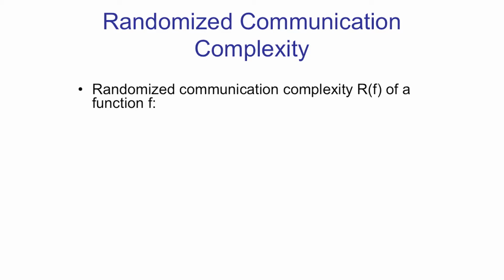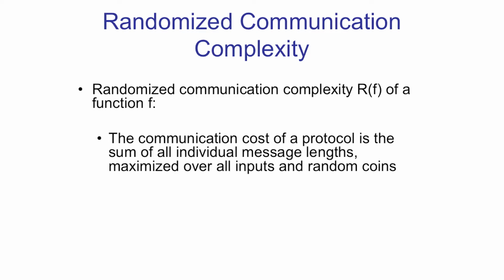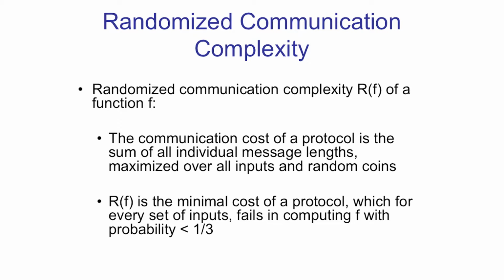So just formally, randomized communication complexity, R of f, in this model, it's the same as you're used to. So the communication cost of a protocol is the sum of all individual message lengths between the coordinator and players, maximized over the inputs and the random coins. And R of f is the minimal cost of a protocol, which for every set of inputs fails in computing the function with probability at most, say, 1/3 over the random coin tosses of the players.